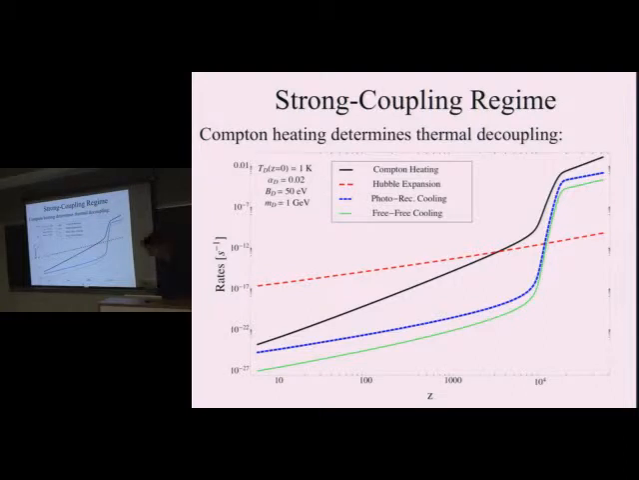Sorry, so is that value of v_D already basically ruled out? Which one?